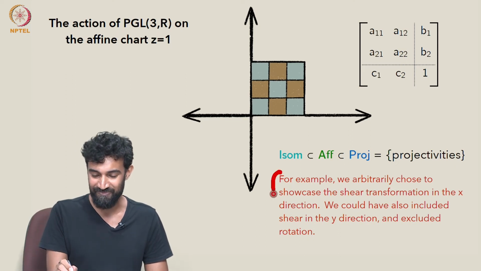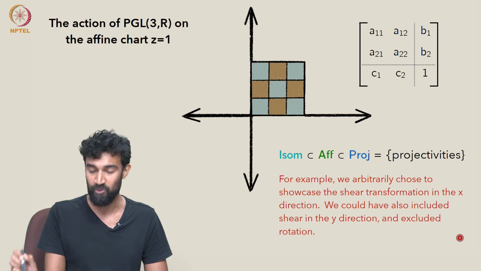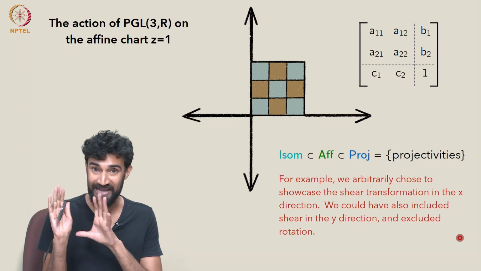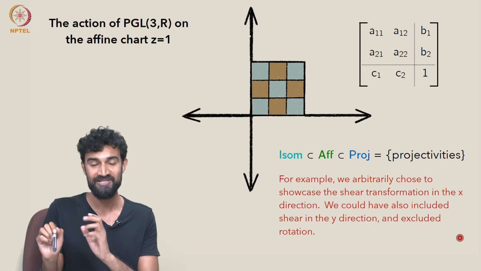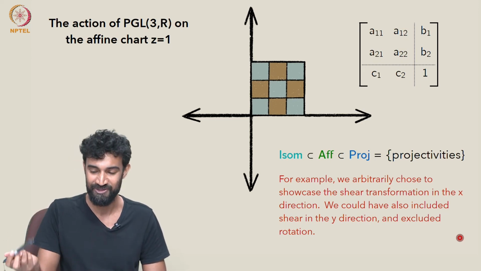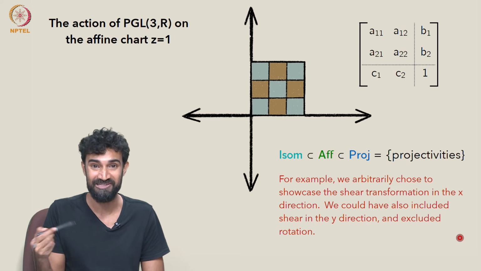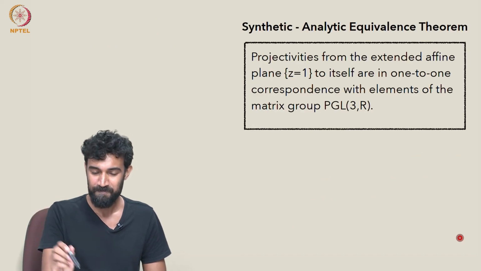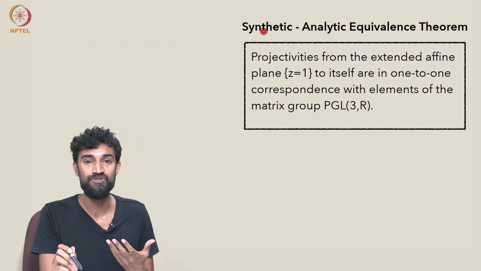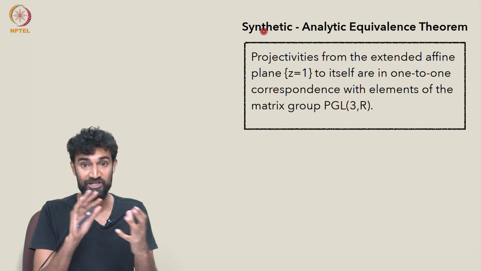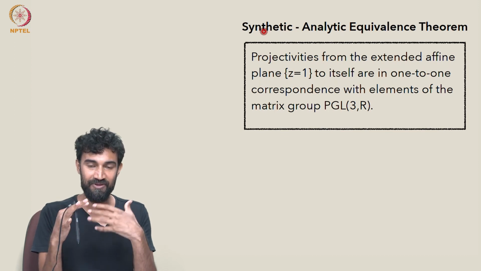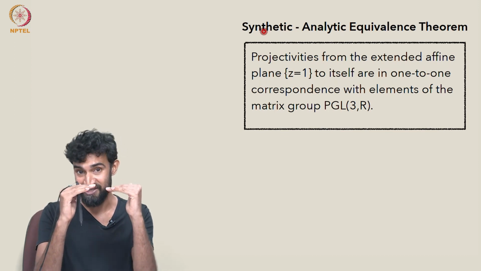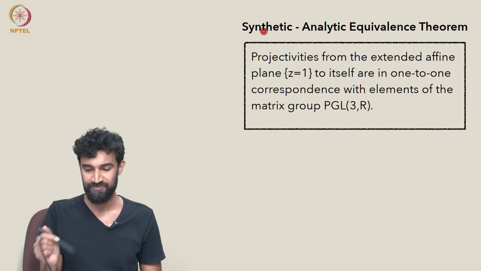So there's no natural or correct way to break this up into 8 families. It's up to you how you want to do it. So this is just a presentation that I personally liked. But it hopefully gives you some intuition about how this group PGL3R acts on RP2 using this affine chart z equals 1 to visualize.